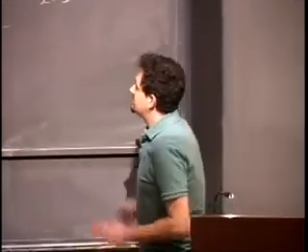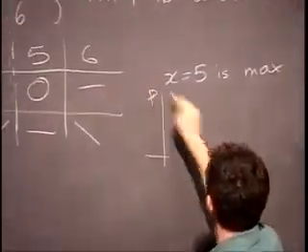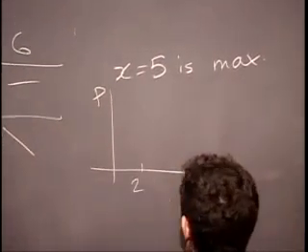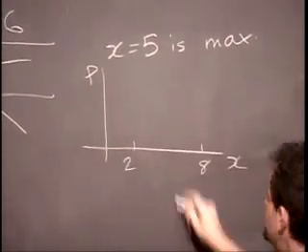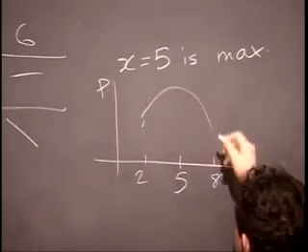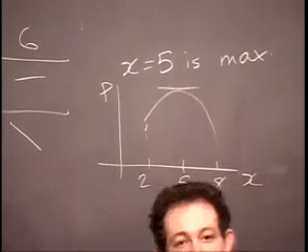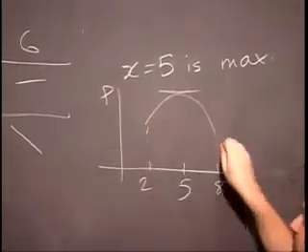But it tells us that the maximum, whatever the graph of p versus x looks like, between 2 and 8, we know that there's only one maximum. So it's got to look like this somehow. We actually don't know what the minimum is. It could be at 2 or at 8 or both.